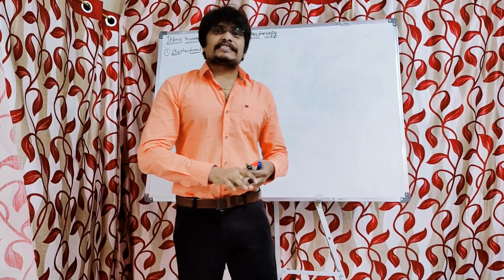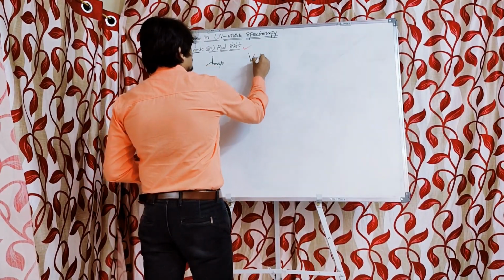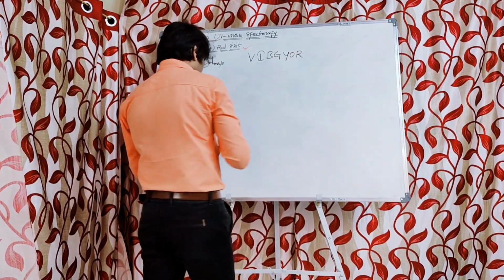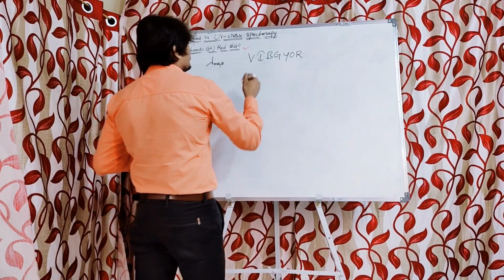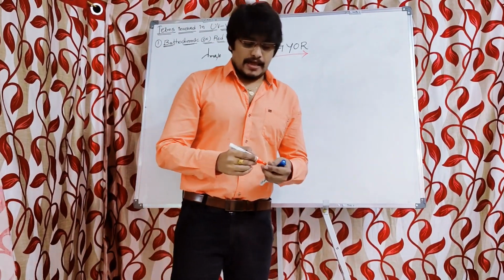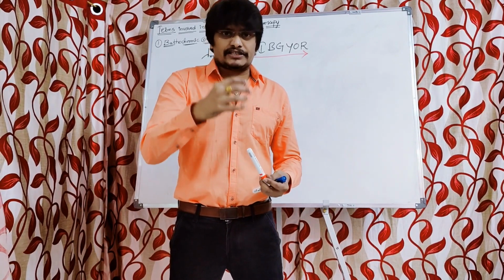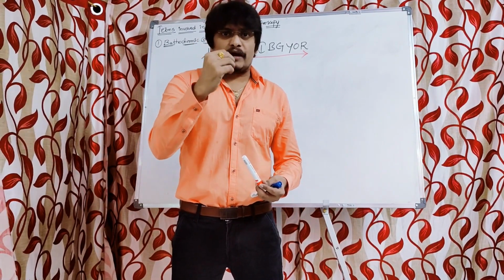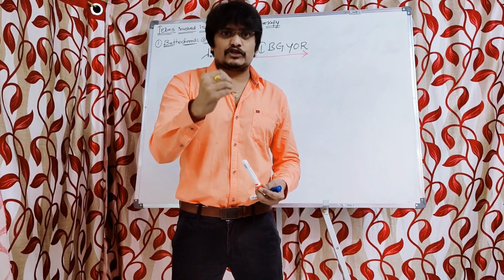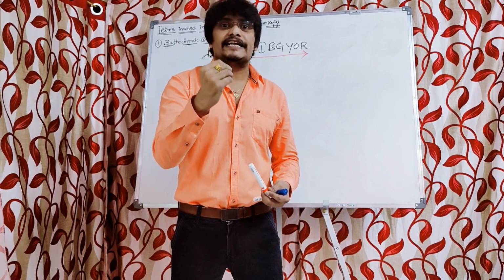Now we know that there are seven colors in the visible radiation, that is VIBGYOR, and a shift towards a longer wavelength means a shift towards red. So since during this particular shift the absorption maxima, that is lambda max, of the unsaturated molecule is shifting towards the longer wavelength, towards the red side, this bathochromic shift is also called a red shift.